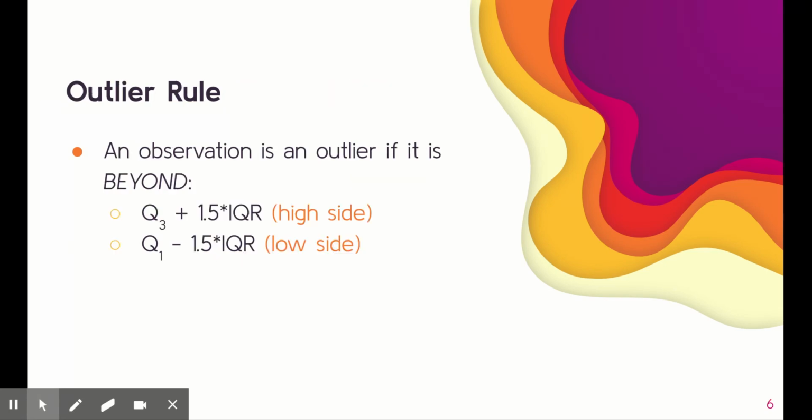In order to find an outlier, you have the outlier rule. An observation is an outlier if it is beyond Q3 plus 1.5 times the IQR, that's on the high side, or Q1 minus 1.5 times the IQR, that's on the low side.